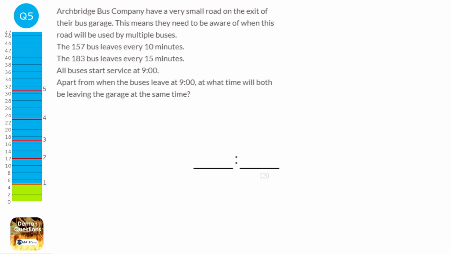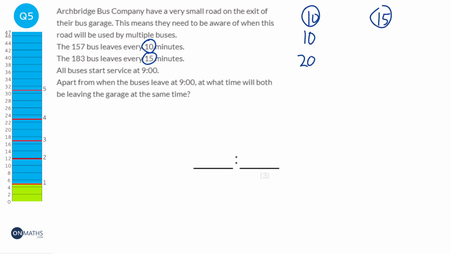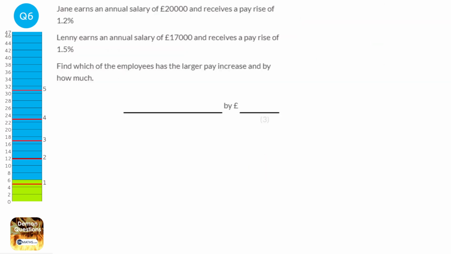To answer this question, we basically need to find the lowest common multiple of the 10 minutes here and the 15 minutes here. So we're going to start off just by doing the 10 and 15 times tables, so it'd be 10, 20, 30, and the 15 times table would be 15 and 30. So the lowest common multiple is 30. So after half an hour, these buses will sync up. They'll both leave at the same time, and all buses start service at 9 o'clock. So it will be half an hour after 9 o'clock, which will be 9:30.